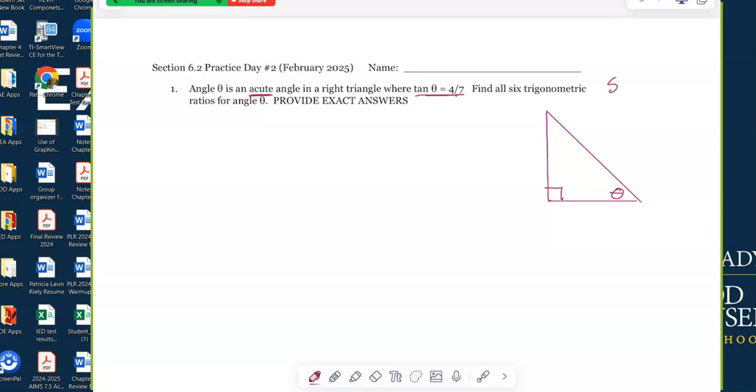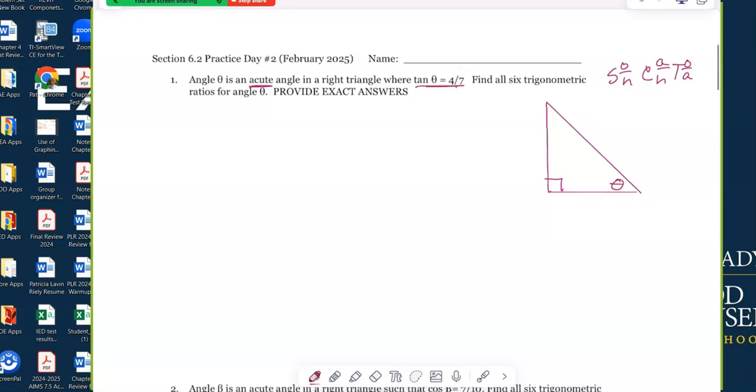So remember SOHCAHTOA. That is going to really help you. And if it helps you to write it out, I would always do it. So from angle theta's perspective, tan is 4/7, which is opposite 4 over adjacent 7. Okay, so you are missing the hypotenuse.